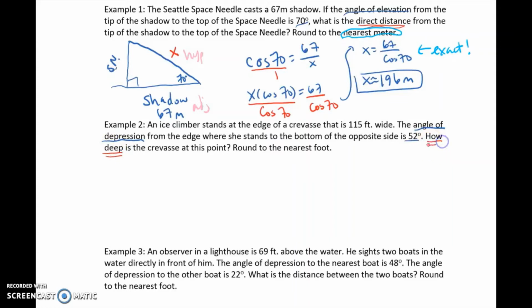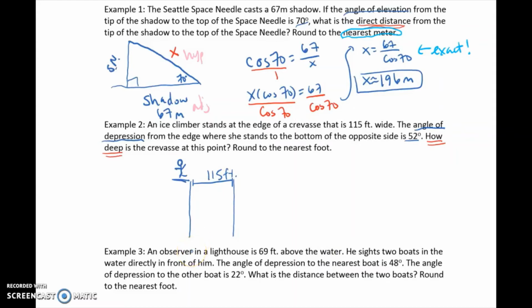So how would we depict this picture? Because we want to be able to create a right triangle out of this so we can do SOHCAHTOA. So if you think about the ice climber, this happy little person, hopefully all bundled up for the cold weather, standing at the edge of some cliff. It doesn't really matter what that crevice looks like, but we do know that from one end to the other, it is 115 feet wide, right? And so here's my adjacent side.